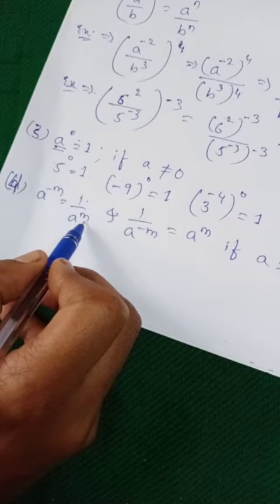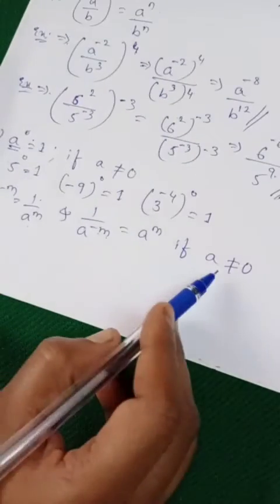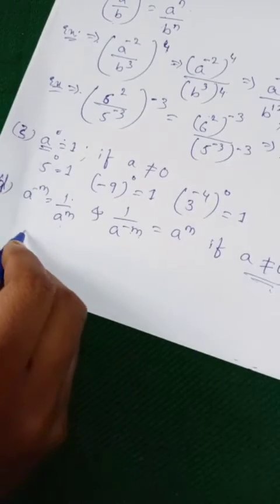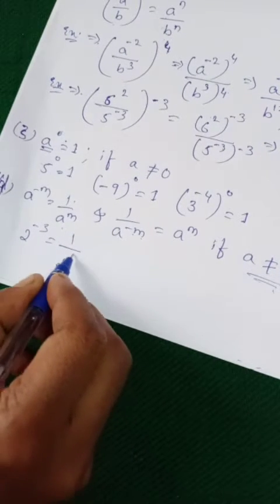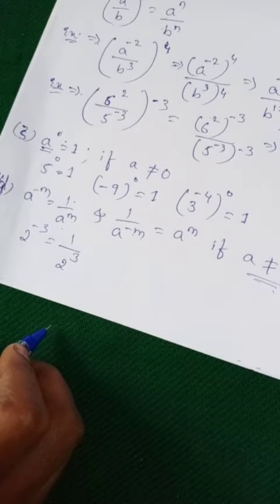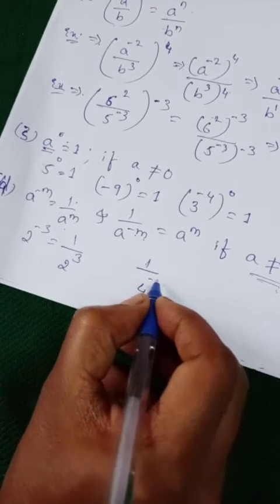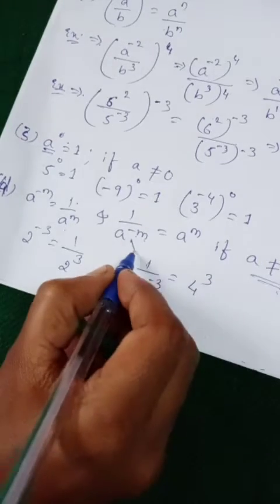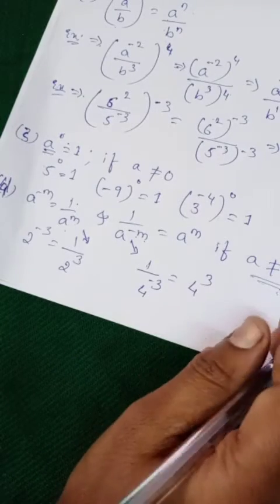Then the fourth one, a to the power minus m is equal to 1 upon a raised to m, and 1 upon a raised to minus m is equal to a raised to m, if a is not equal to 0. This condition applies here. Suppose 2 to the power minus 3 is equal to 1 upon 2 cube, that is 2 to the power 3. Then 1 upon 4 to the power minus 3 is equal to 4 to the power 3, because this condition applies here. And so on. Then we'll see the fifth one.